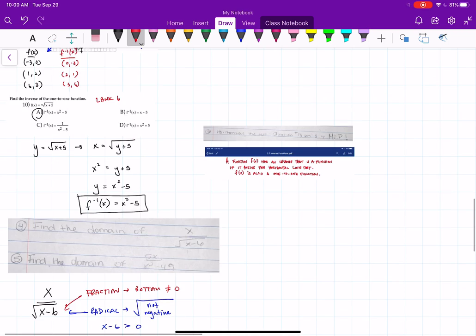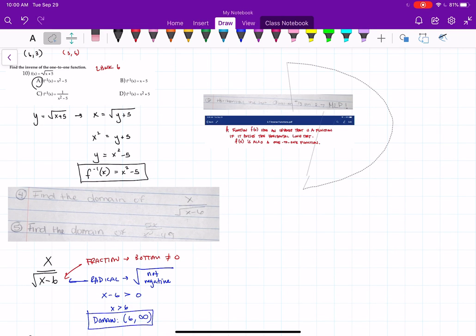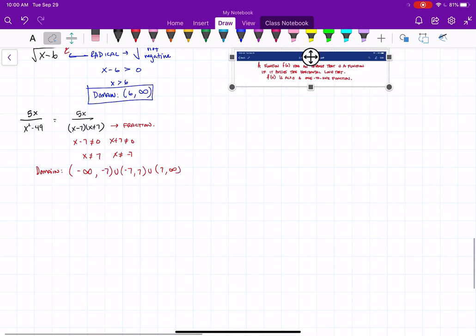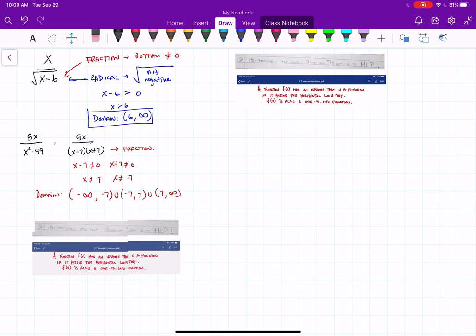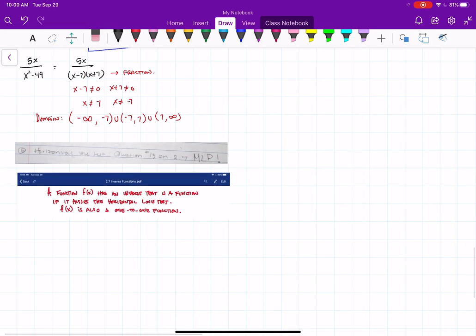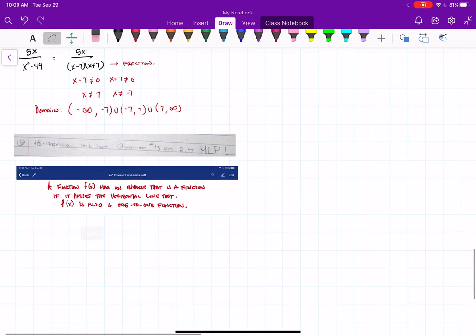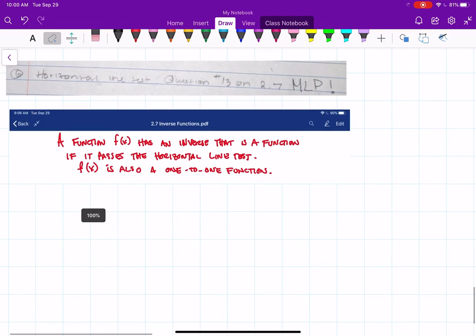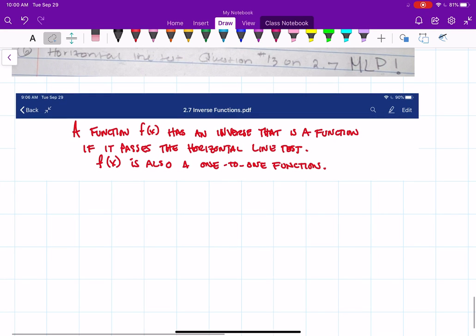All right, and then your last question, which is going to include all of this. Your last question talks about the horizontal line test. So here's the definition of the horizontal line test. I figured I'd write it out. In other words, if it passes the horizontal line test, it means that the inverse is a function. So the inverse would pass the vertical line test. That's all it really means.